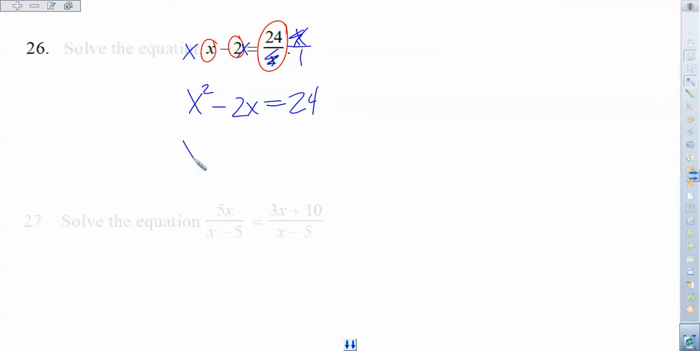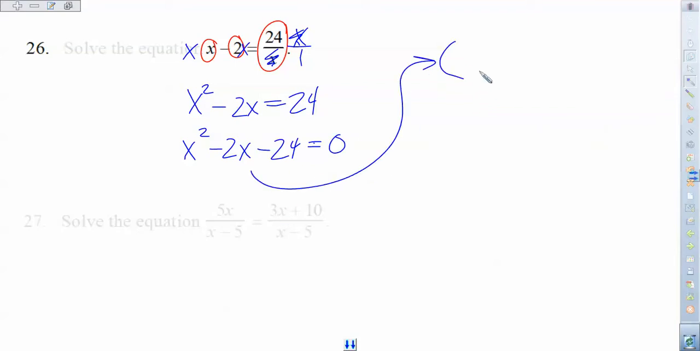Next move, set it equal to 0. Since this is a quadratic where we have a squared term and a linear term, we can only solve this if we subtract 24 from both sides and set it equal to 0. What happens next? You know what to do.